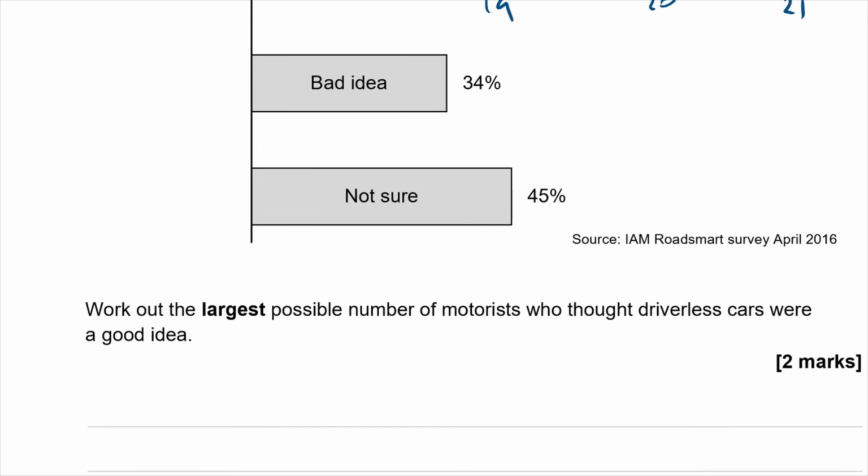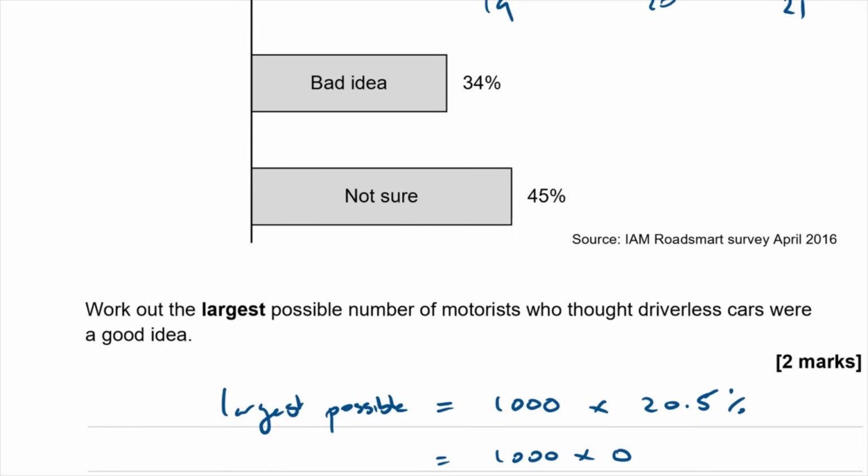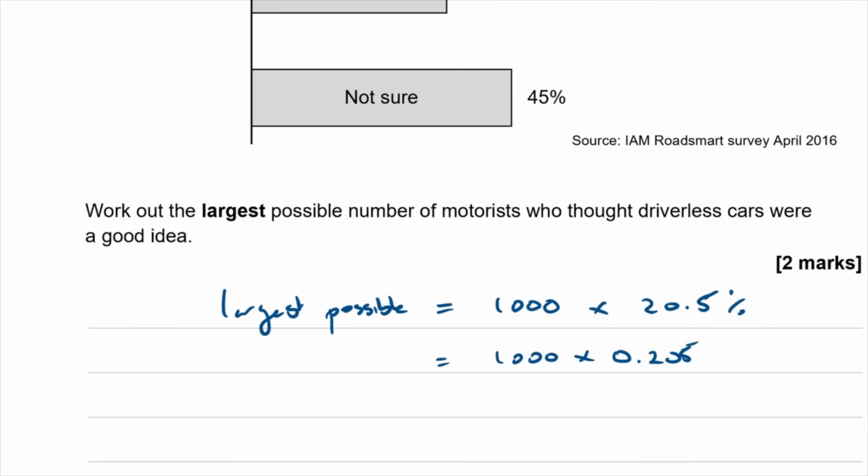So largest possible is going to be 1,000 times by 20.5%, which is 1,000 as a multiplier, that's 0.205, isn't it?